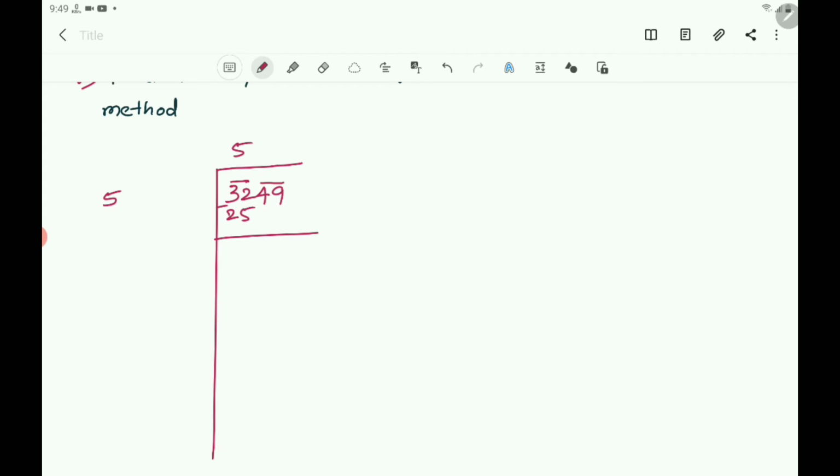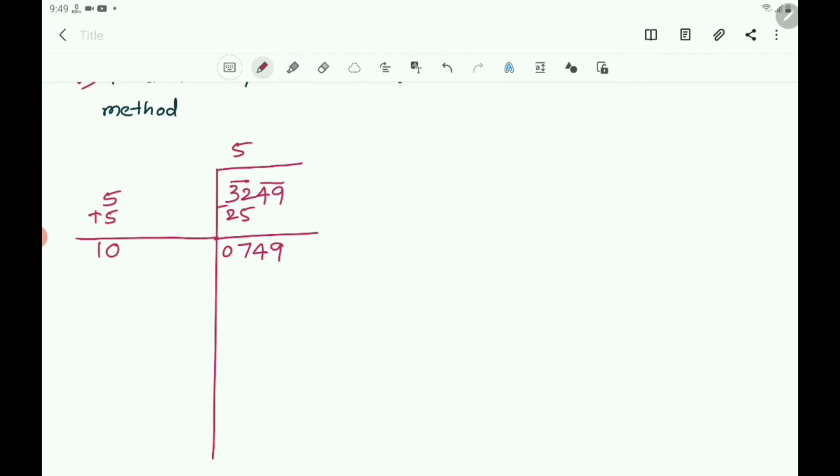That you know, 7 you will get. 12 minus 5 is 7. 3 minus 2 is, 2 minus 2 is 0. You take the next numbers under the next bar. So you got 749. Here what you have to do? Add the same number or double it.